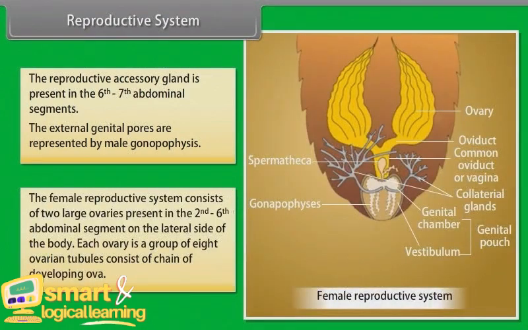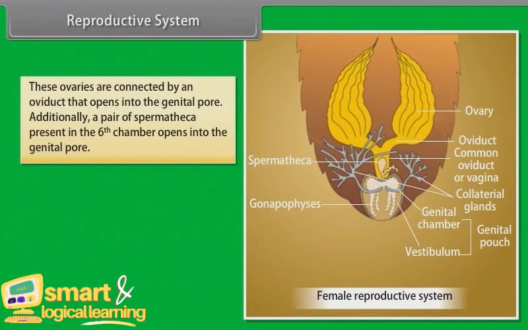The female reproductive system consists of 2 large ovaries present in the 2nd to 6th abdominal segments on the lateral side of the body. Each ovary is a group of 8 ovarian tubules, consisting of a chain of developing ova. These ovaries are connected by an oviduct that opens into the genital pore. Additionally, a pair of spermatheca present in the 6th segment opens into the genital pore.